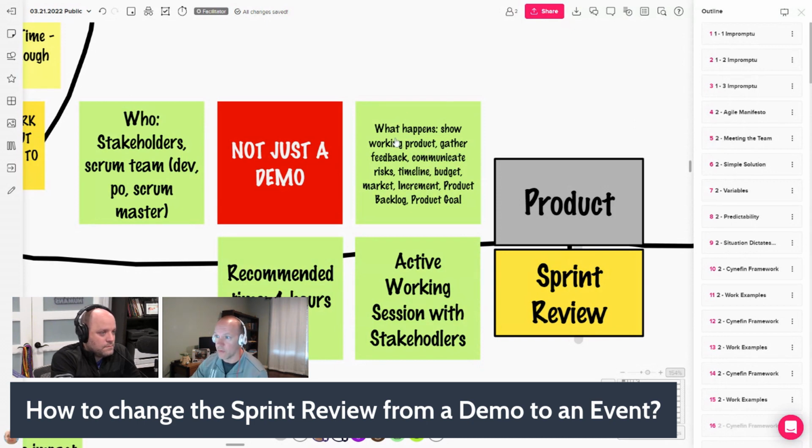So you could show working product. That's a possibility. You need to gather feedback. You need to communicate risks, talk about timelines, budget, market conditions, the increment, the product backlog, the product goal, all of these things, all kinds of things. This is a product-related event. This should be scheduled by the product owner, and they should invite the stakeholders that they need to mitigate risk that they're going in the wrong direction. There's so much here to talk about in a sprint review.